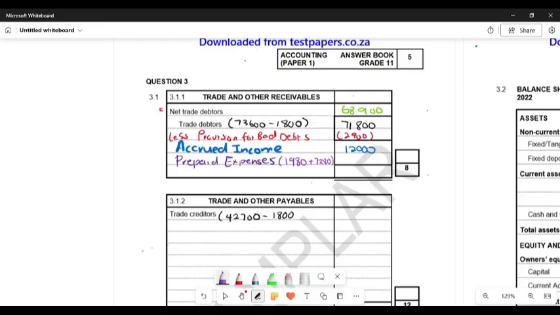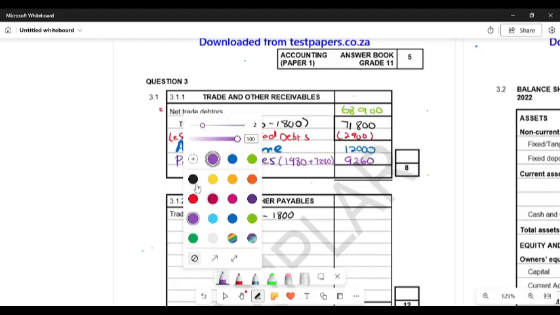Now, 7,280 added to that balance of 1,980 that was given, my total prepaid expense would be equal to 9,260. All right, and these are all the line items that go into this trade and other receivables account.